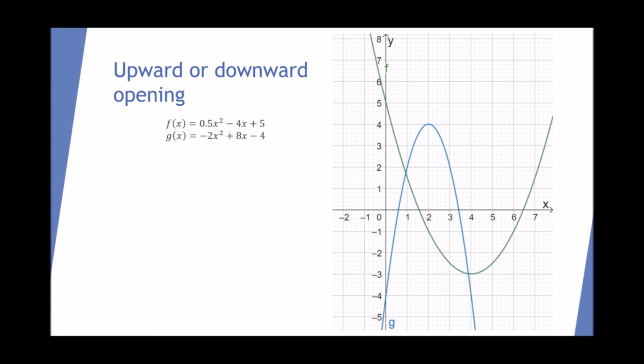So the formulas for these two are written here. And I'll start by just stating how you can see it, because it is really straightforward. An upward opening parabola happens when x squared is positive, and a downward opening parabola happens when x squared is negative. So in f of x, we've got 0.5 x squared. 0.5 is positive, so f of x has an upward opening parabola as its graph. Conversely, g of x has minus 2 x squared. Minus 2 is negative, so the graph for g of x is a downward opening parabola.